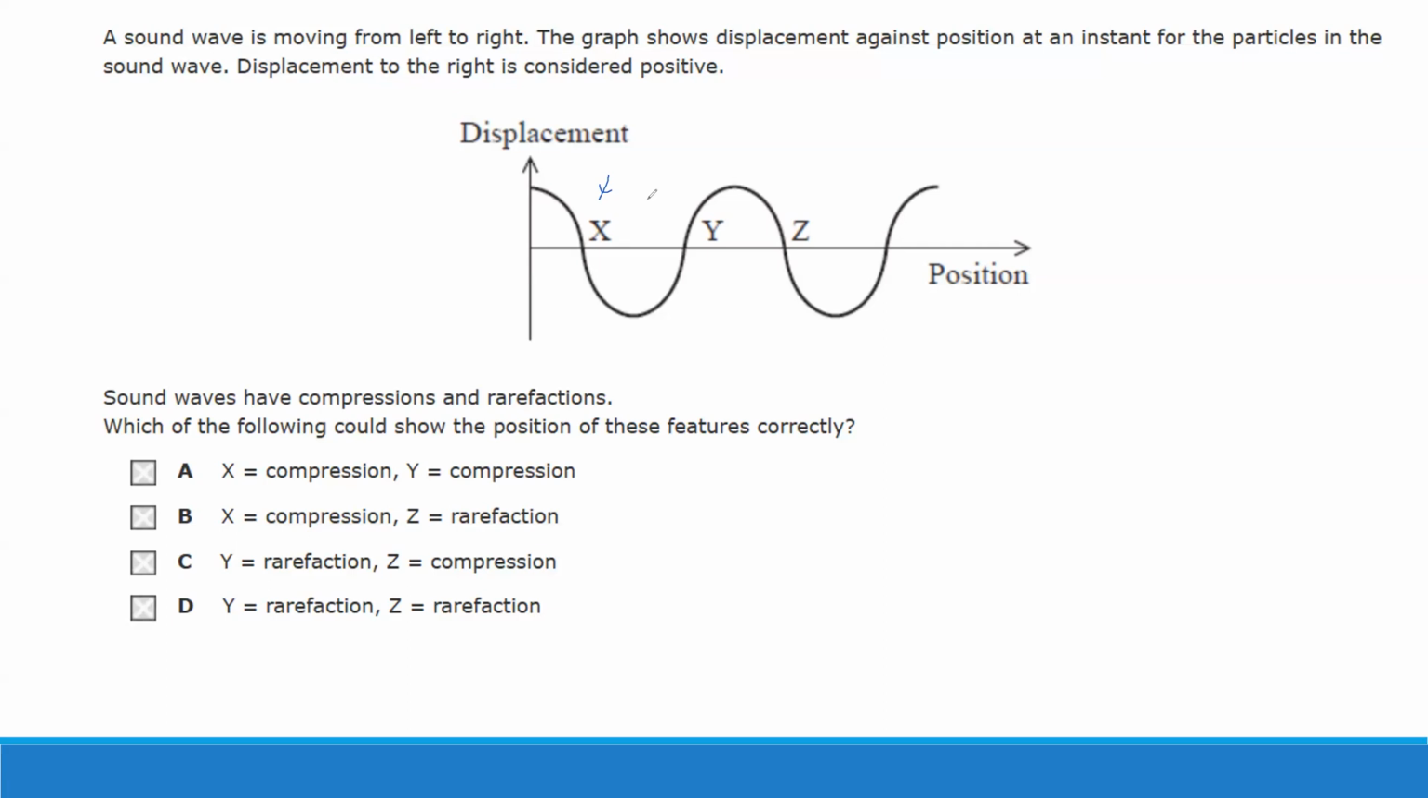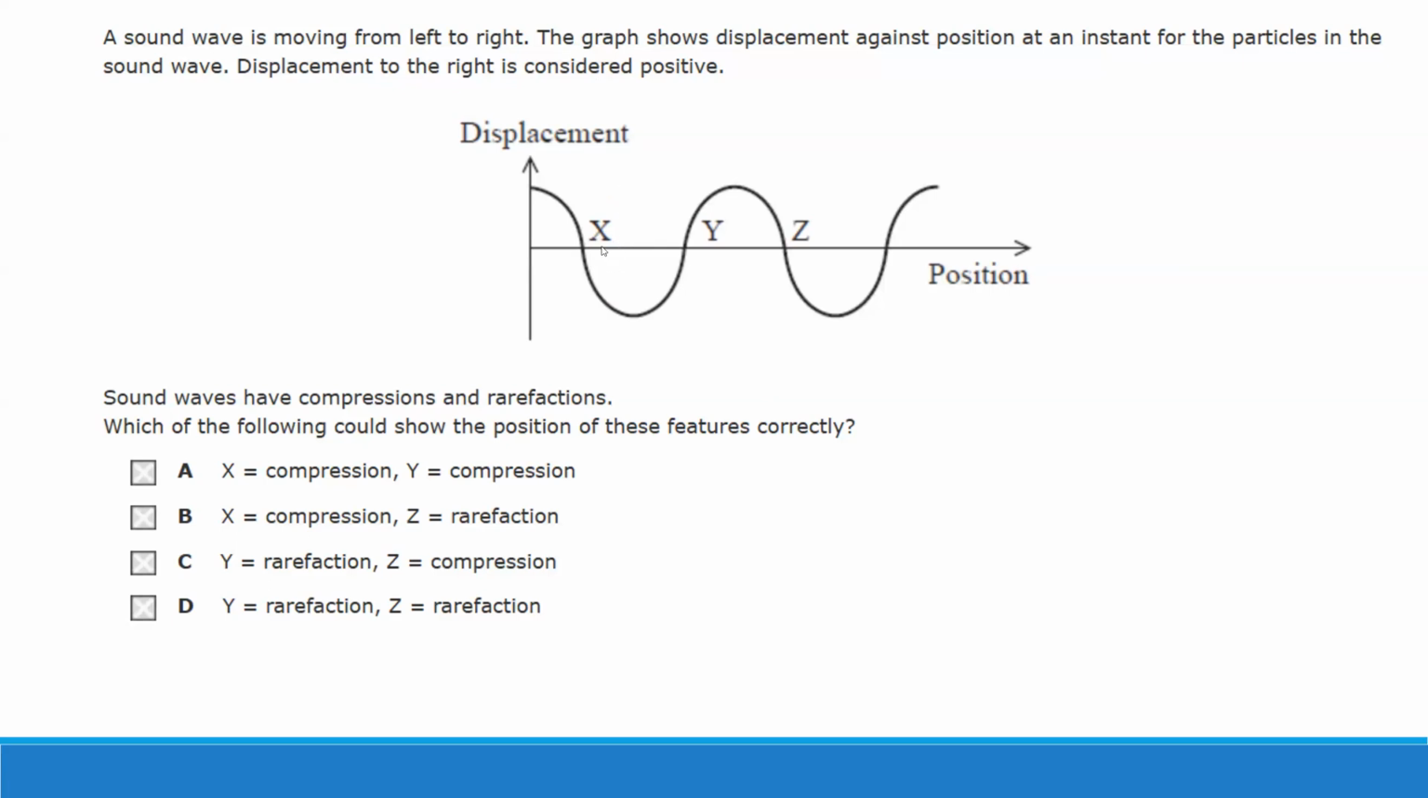So I'd probably say X is a compression. Good, that's correct. X is a compression, but can you tell me why? How did you know X is a compression? Because after it has a negative displacement, right? Excellent, beautiful. So to the right of the particle, the displacement is negative. And that's only because it says displacement to the right is considered positive. If for some reason it said displacement to the right is considered negative, then actually X would be a rarefaction.